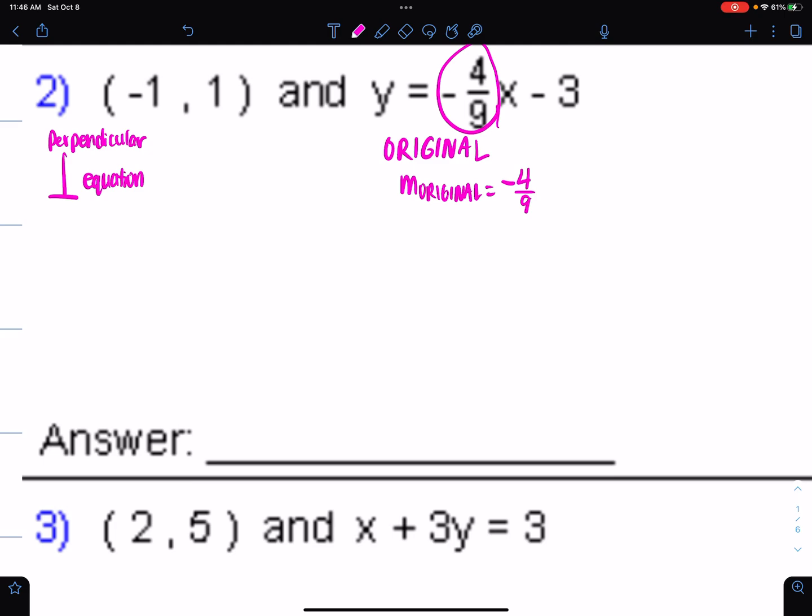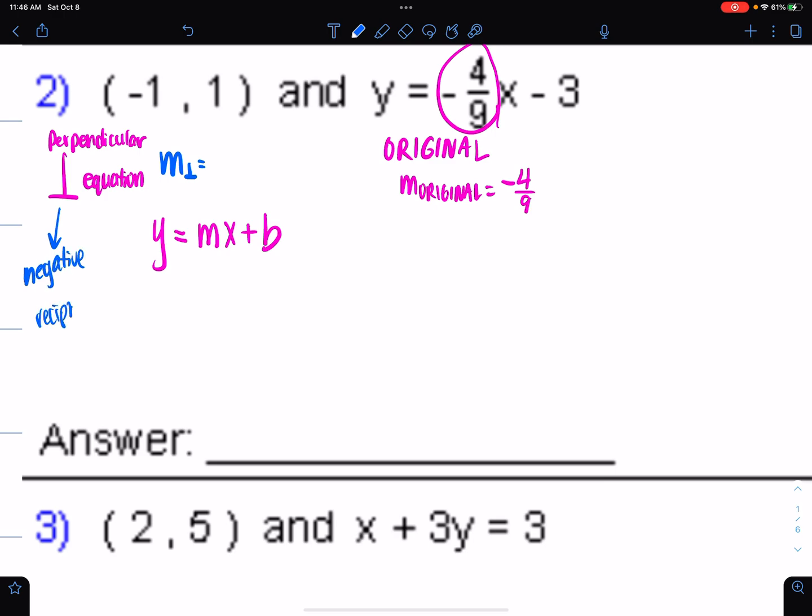Now, we need to write the general formula for the equation of the line. Slope-intercept form, y equals mx plus b. Now, we need to write the perpendicular slope. And remember, perpendicular lines have negative reciprocal slopes.